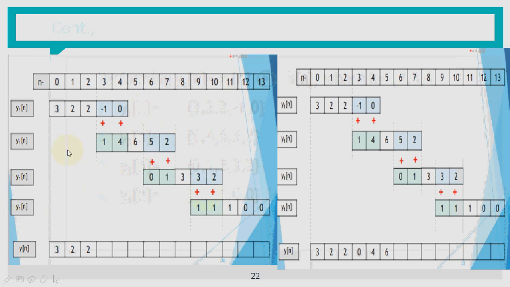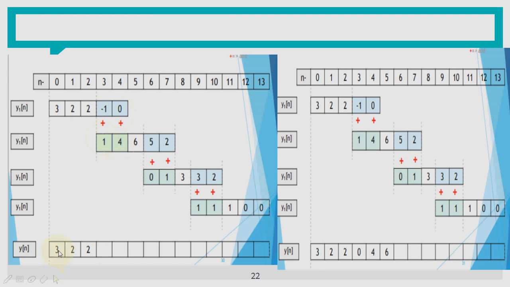So while performing the overlap add method, you have to add the m minus 1 samples of the previous block with the next preceding block. So the first block output is 3, 2, 2, minus 1, 0, and these m minus 1 samples should be added with the next two output samples. So minus 1, 0 and 1, 4.